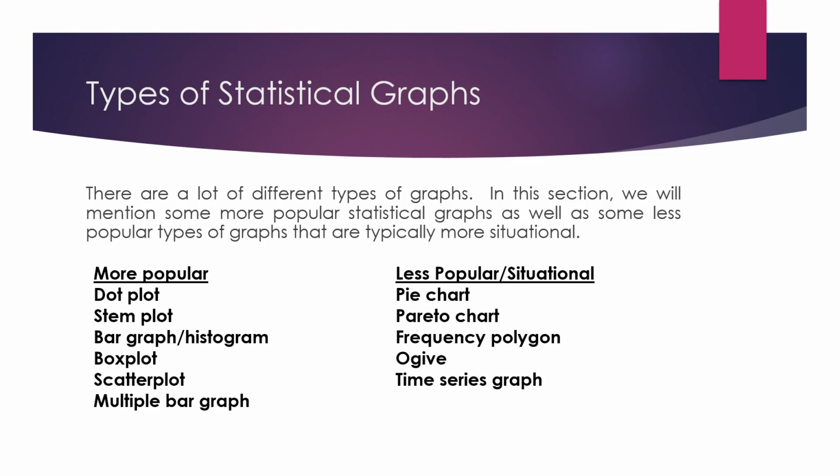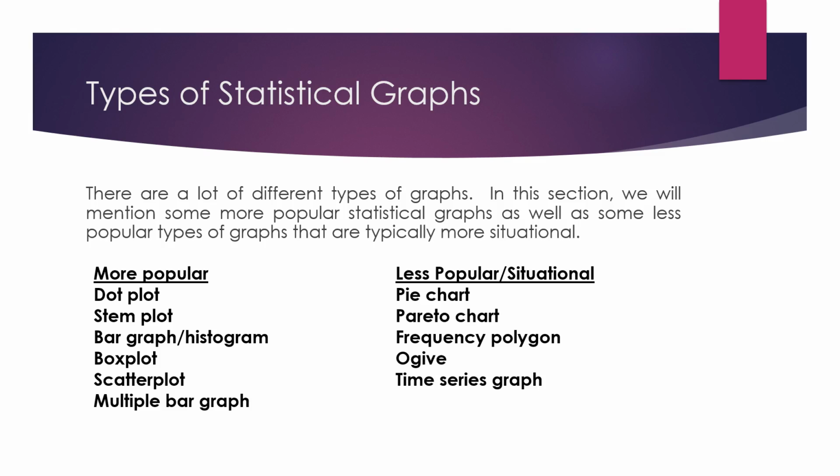There are a lot of different types of graphs. Some of them are very popular and they range to very, very specific types of graphs that are really specific to the field that they are in. The more popular ones that we are going to be talking about are dot plots, stem plots, bar graphs and histograms, box plots, scatter plots, and multiple bar graphs.